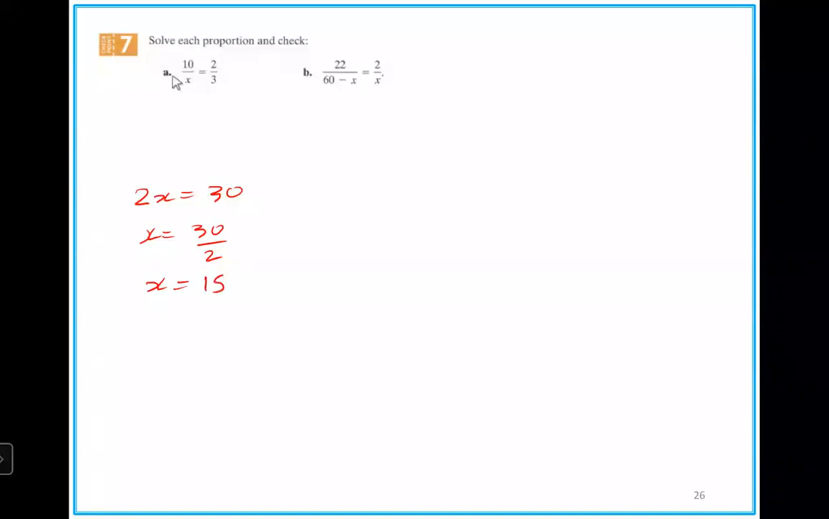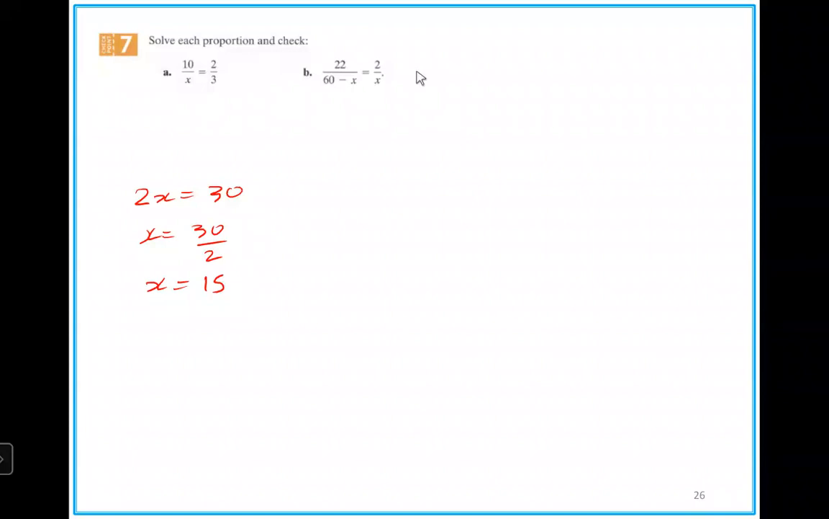Because the two sides are fully fractions, you're not adding these to anything or subtracting anything from them, then you could go ahead and do your cross products and solve for x. All right, so the next one is also a case where you have two fractions on either side. You have 22 as your numerator, your denominator is 60 minus x, and on this side is 2 over x. So you could do your cross multiplication here also.